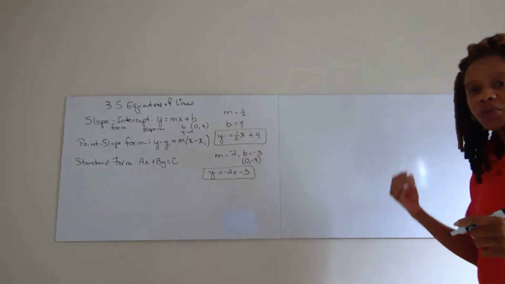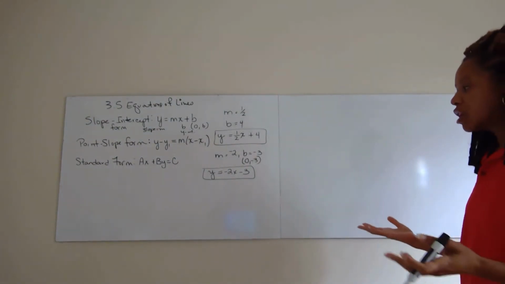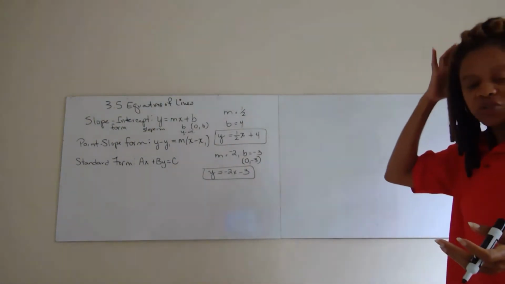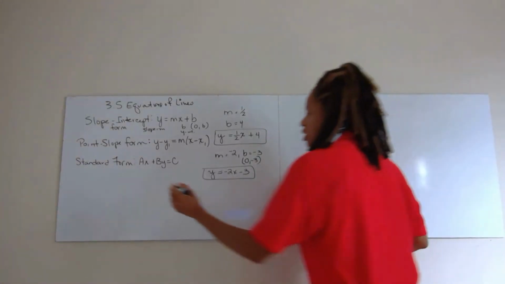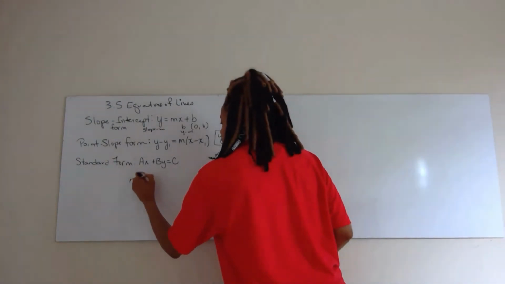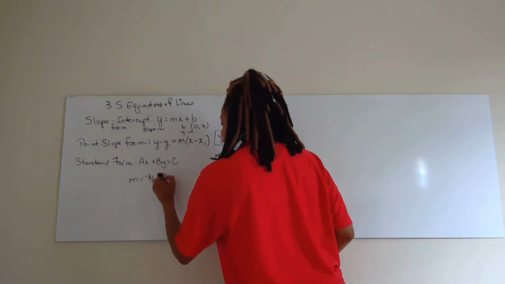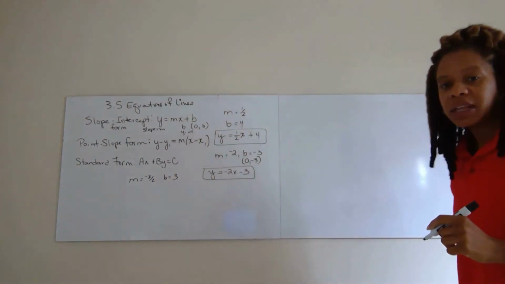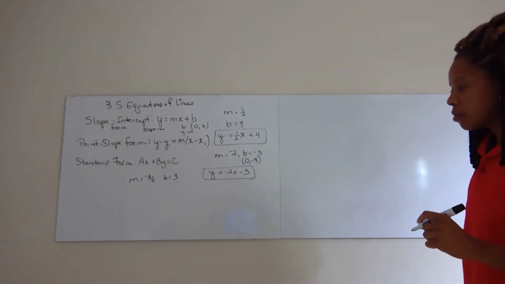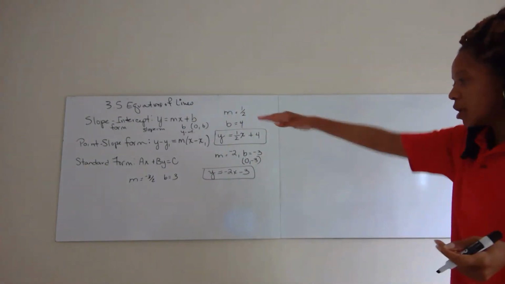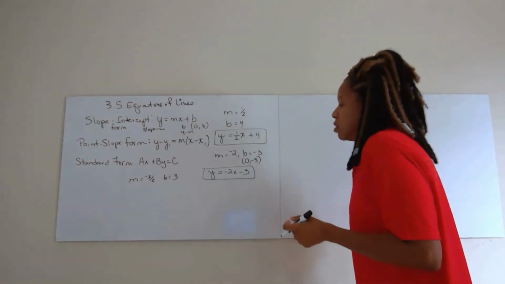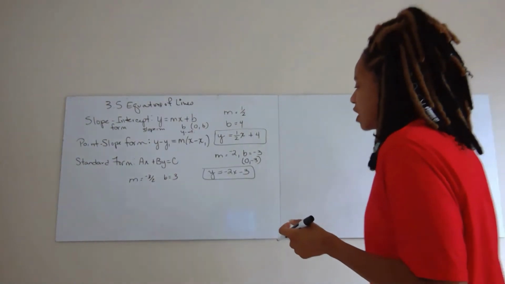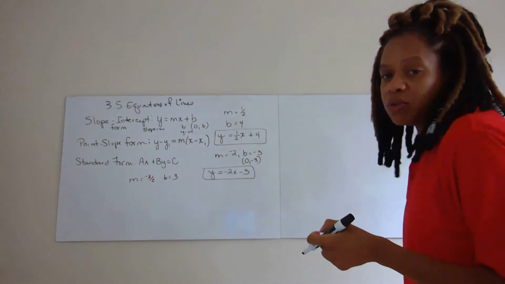So given a slope, given a y-intercept, you can write the equation of the line. That's what you have to be able to do. So let's see. m equals -3/2, b equals 3. So what would that look like in slope-intercept form, right? So what will we do? Well, you should see if you can do that yourself. Pause the video and you do that.